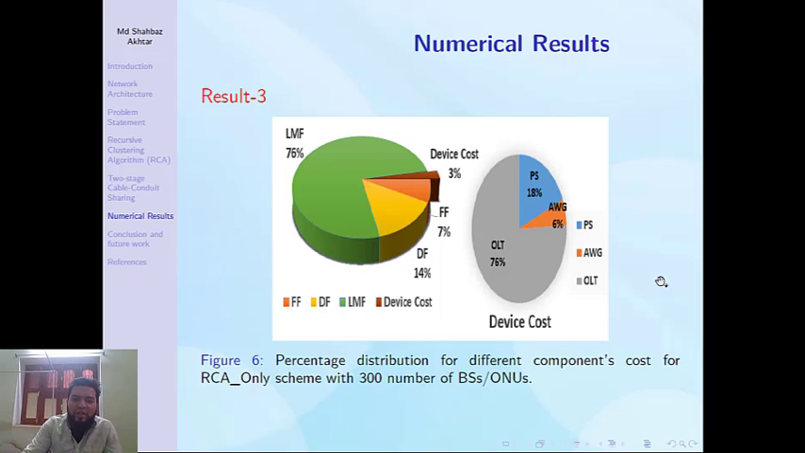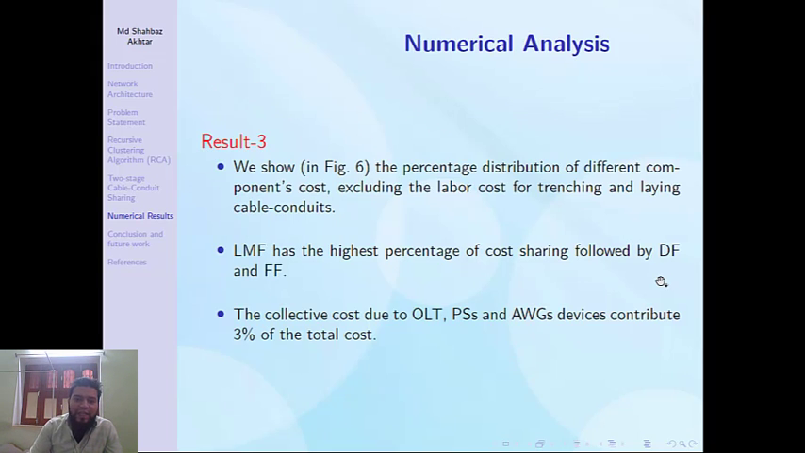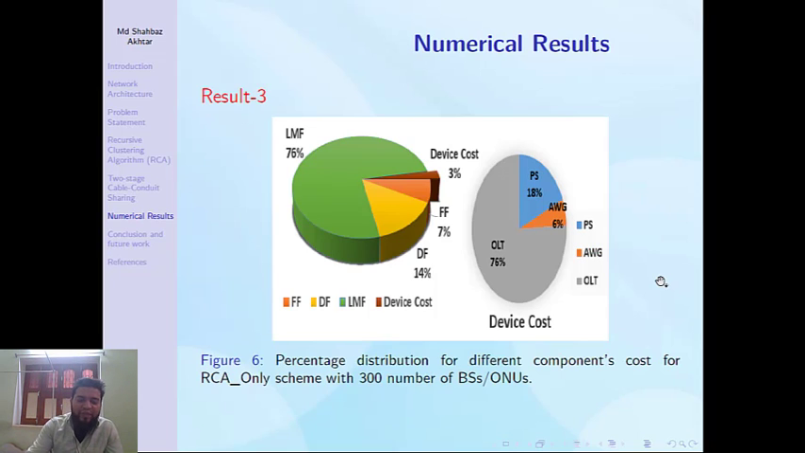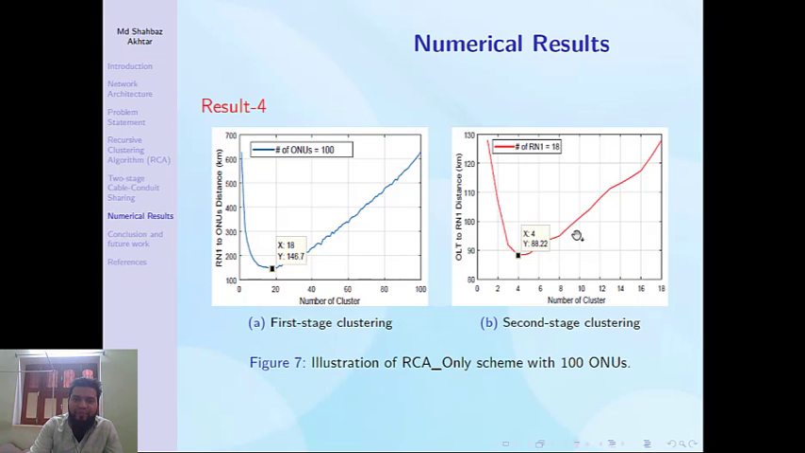This is the percentage of different costs involved in the total deployment cost. We can see that the last mile fiber has the highest percentage of cost in the total cost, 76%, followed by distribution fiber cost and feeder fiber cost. The device cost is only 3%. And among the device costs, the OLT cost is the highest, then power splitter, then AWG.